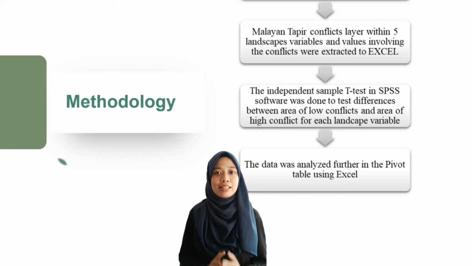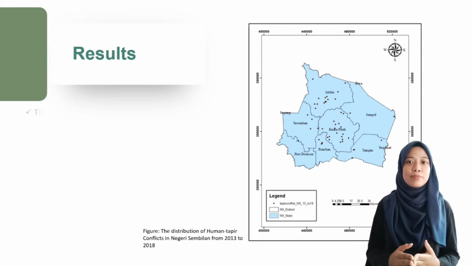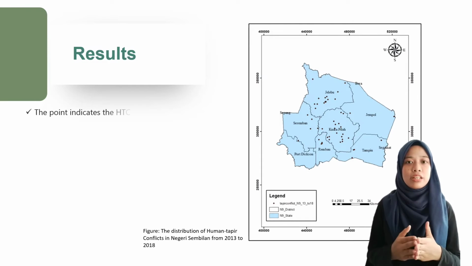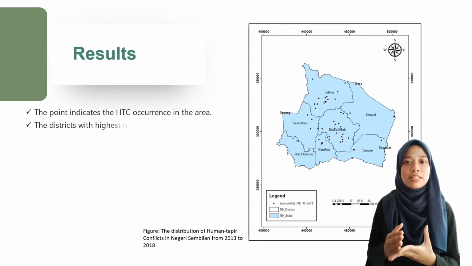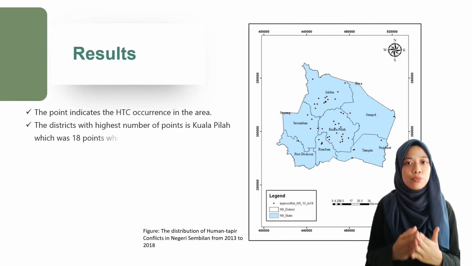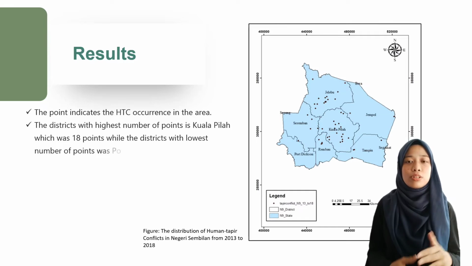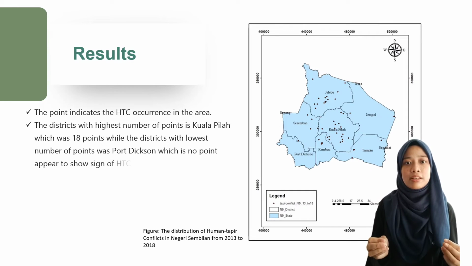And lastly, the data were analyzed further by using the pivot table in Excel. The figure shown is the distribution of human tapir conflict in Negeri Sembilan from 2013 to 2018. The point indicates the HTC, which is human tapir conflict, occurrence in the area. The district with the highest number of points is Kuala Pilah, which was 18 points, while the district with the lowest was Port Dickson, where no point appears to show any sign of HTC.